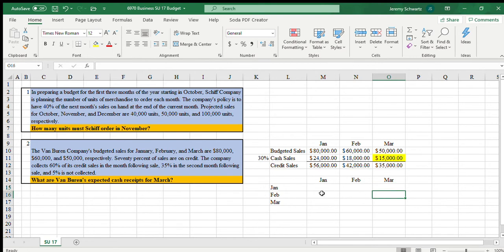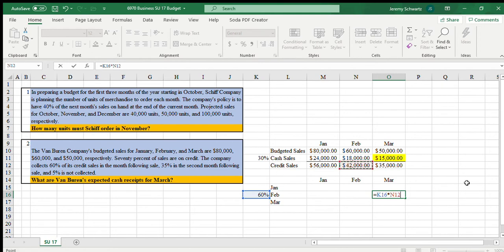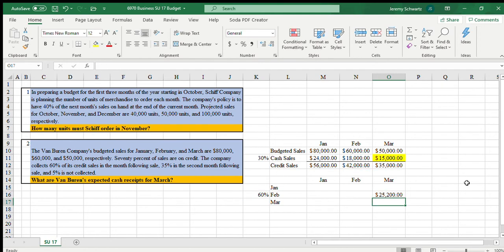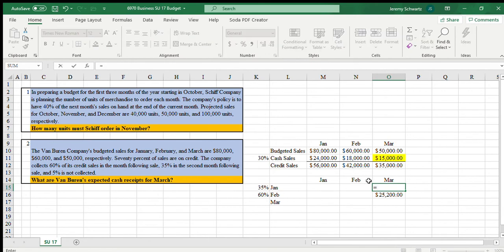So for the February sales, this 60% would be the number that we would use. 60% of February's credit sales will be collected in March. So we need to take the 60% of the 42,000 from February to see that that would be collected in March. And then, of course, we have the 35% is in the second month, so that would be 35% of January's credit sales. So we take 35% of January's credit sales of 56,000.